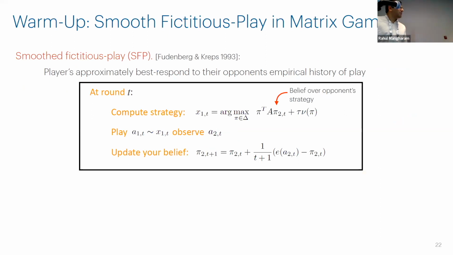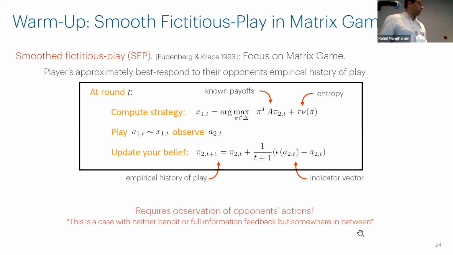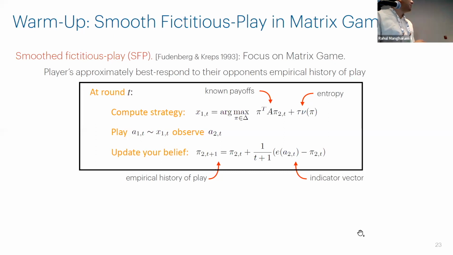Before we dive in, I want to have a little side note about smooth fictitious play, because I think it'll introduce a lot of the notation and the intuition that we'll build on for DQN. Smooth fictitious play is a generalization of fictitious play, where the idea is that players approximately best respond to their opponent's empirical history of play. So at a given round, players compute their strategy as their smooth best response. It's smooth because of this entropy regularization. They play an action into the environment. They observe the action of their opponents, and they update their belief over their opponent's empirical history of play. And this repeats over and over again.